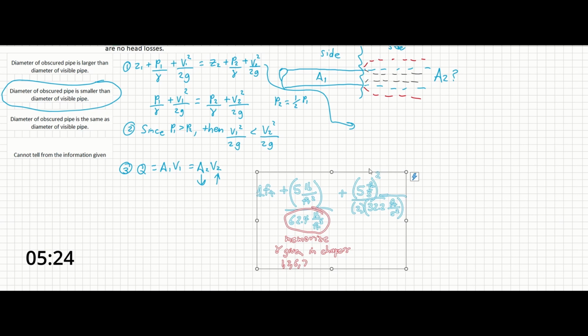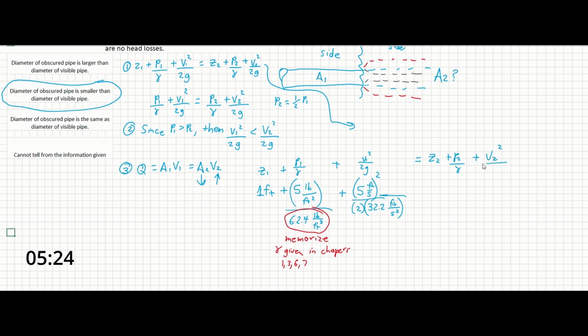Okay, so we can also tell that, so this is our one side of the terms over here. This is going to be Z1 plus P1 over gamma plus V1 squared over 2G equals Z2 plus P2 over gamma plus V2 squared over 2G.